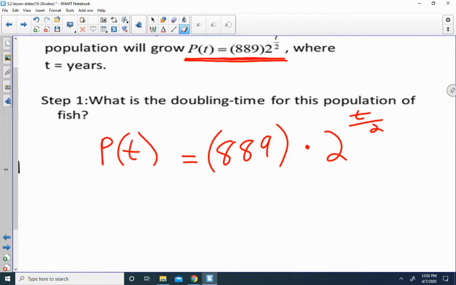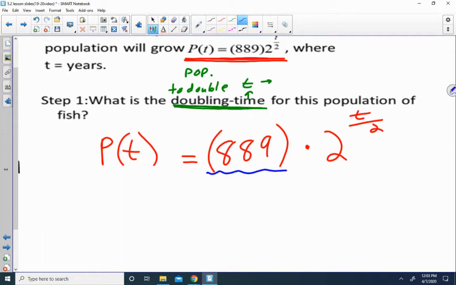So now the question is, what is the doubling time for this population of fish? If you're not sure what doubling time means, it's basically saying we're finding some sort of time. It's going to be months or years or something like that. The doubling time represents how long it's going to take for the population to double in size. So if this is our starting population of fish, we want to know how long it's going to take for that population to double.